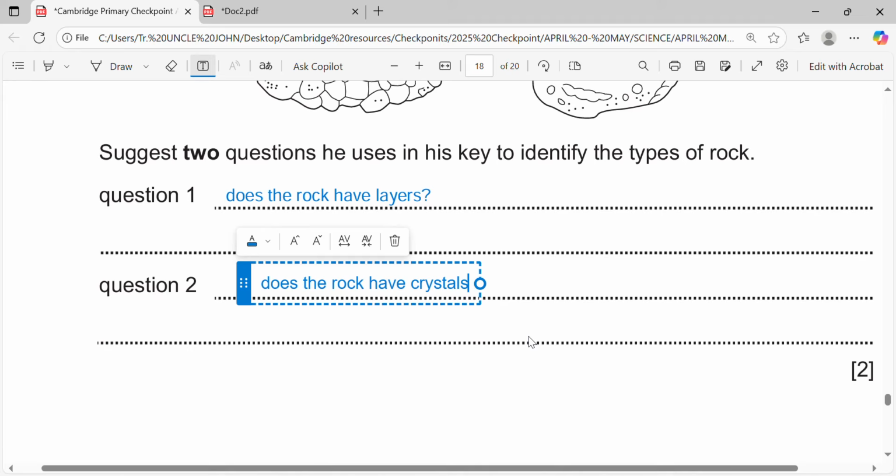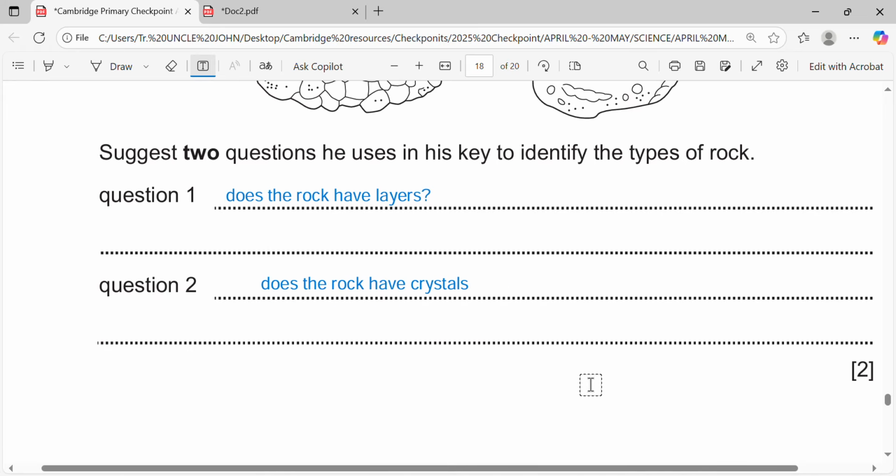There are a lot of questions you can have. You can say, does the rock have grains? Does the rock contain fossils or shells? Does the rock scratch easily? Is the rock rough? Is the rock smooth? Is the rock shiny? Is the rock dull? Is the rock hard? Is the rock soft? All those are possible questions you can ask.